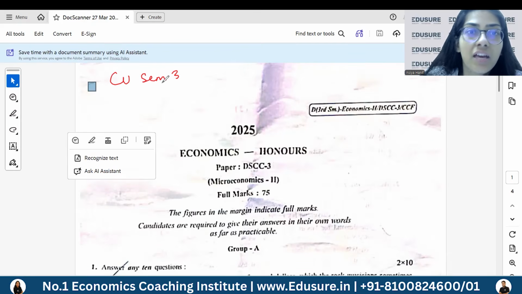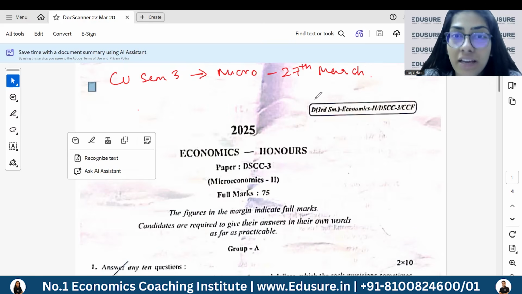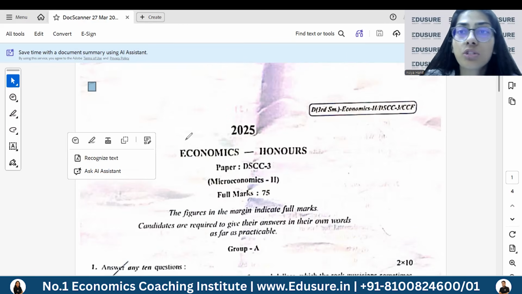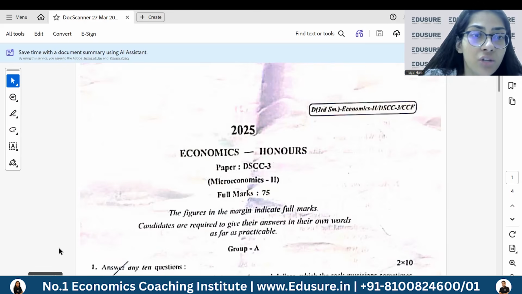CU Sem 3 exams are just happening, and its microeconomics paper was on 27th March, whose analysis we have brought for you today. We are going to talk about the paper analysis for the exam which was on 27th March. I will tell you the solutions for some questions, and also which year's past year questions have come and how many questions have repeated. So let's get into it.